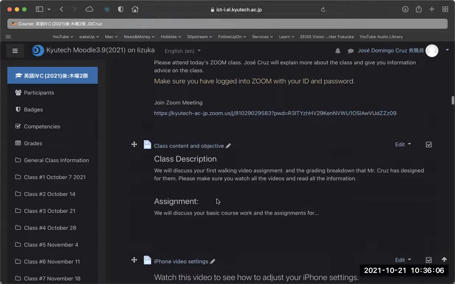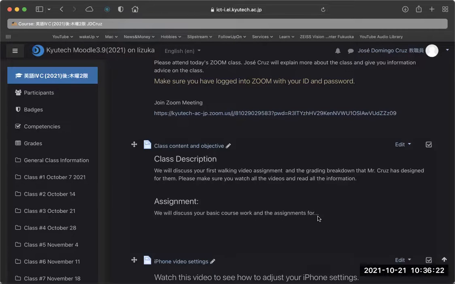Okay, so let's take a look at what you have to do for class number 3. If you want to know ahead of time what we'll be doing, I try, sometimes I fail, to keep these class content descriptions up to date with the information that you need so you can get ready for what we're going to be doing. So here you can read the class description.